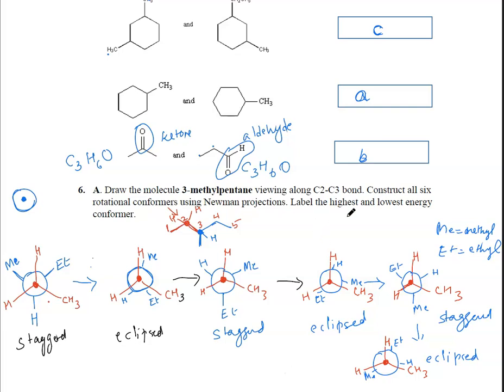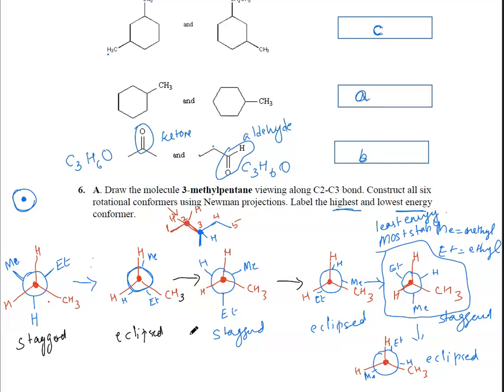So we have to pick the highest and the lowest energy conformer. Which one do you think is the lowest energy? It has to be one of the staggered. Out of the staggered ones given, the structure where the methyl and the ethyl groups are opposite to each other, or anti to each other, which is this one, is my most stable, with the least energy. When I say most stable, it means it has the least energy.